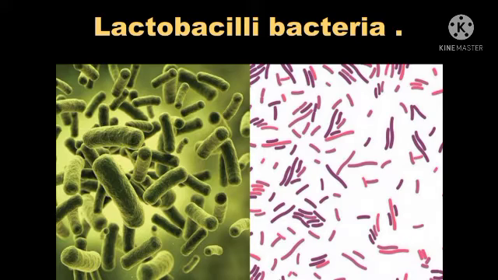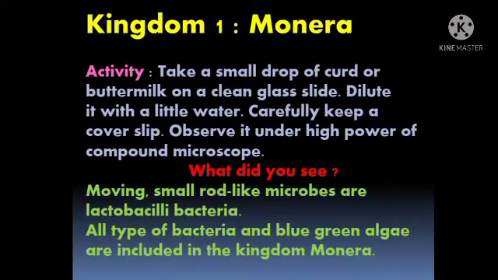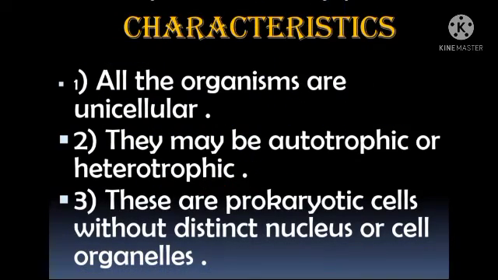Students, when you observe it under a microscope, you will see such kind of small rod-like microbes, and they all are moving, and they are lactobacilli bacteria. The name of the bacteria is lactobacilli, and it is placed under kingdom Monera. So students, what will we be seeing? Moving small rod-like microbes are lactobacilli bacteria, and all types of bacteria and blue-green algae are included in the kingdom Monera. So let's see the characteristics of the kingdom Monera.